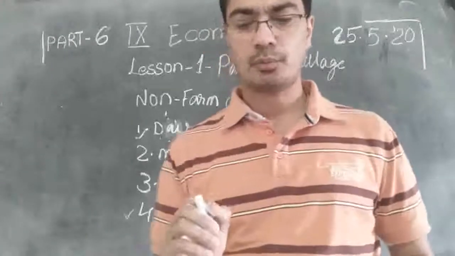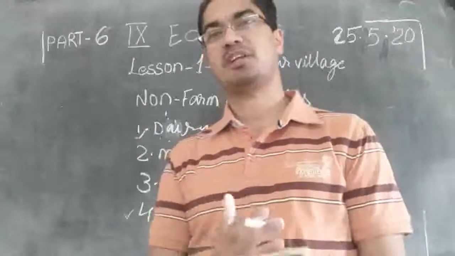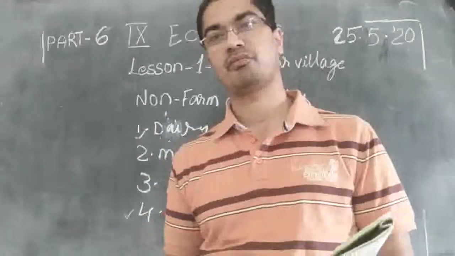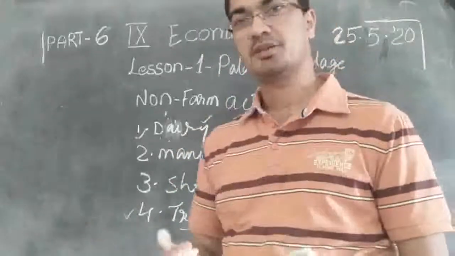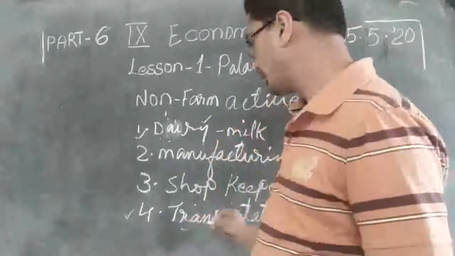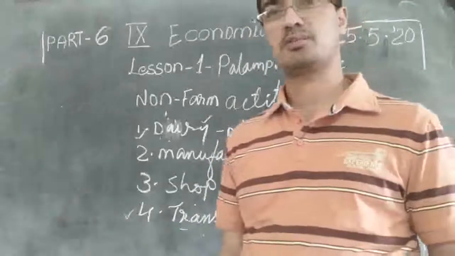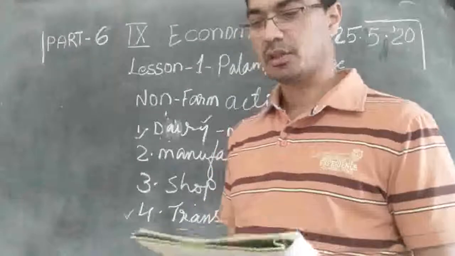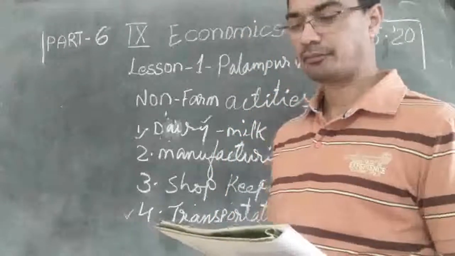Then in how many production activities is Kishora involved? First, he is producing a dairy product, milk. Secondly, he is producing a transportation service. So he is producing milk as well as transportation.